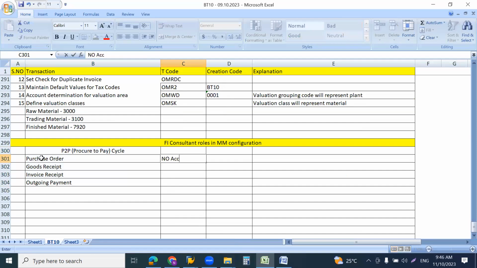No accounting. At the time of purchase order, no accounting. Next, at the time of goods receipt, after creation of the purchase order, what will they do? The vendor will supply materials to our godown, to our manufacturing, wherever you say. So, what will be the accounting entry at the time of goods receipt?